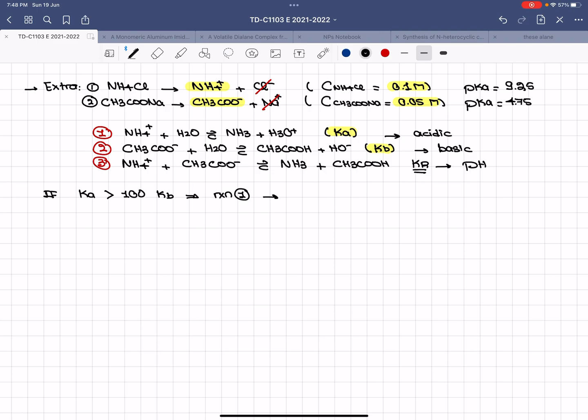You can neglect the presence of 2 and 3, and the pH of the system, like I said, will be acidic because the acid controls the system. If Kb is greater than 100 Ka, or equal, it's okay, then reaction 2 predominates.